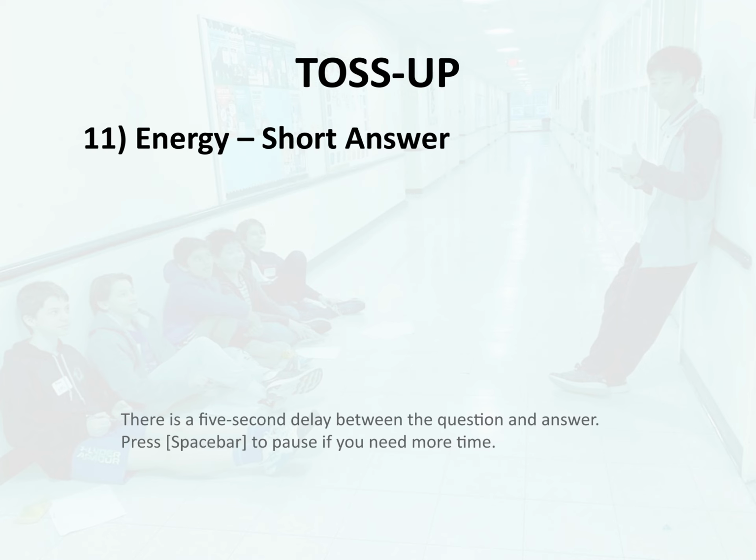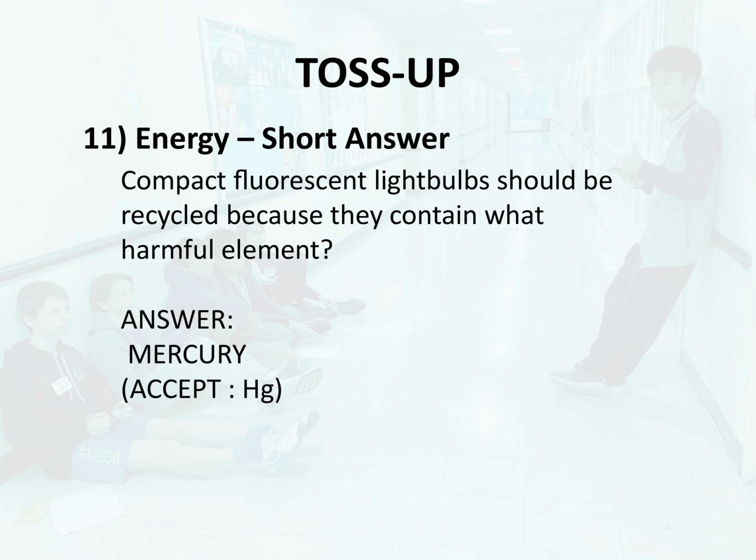Toss-up 11. Energy, short answer. Compact fluorescent light bulbs should be recycled because they contain what harmful element? Answer. Mercury.